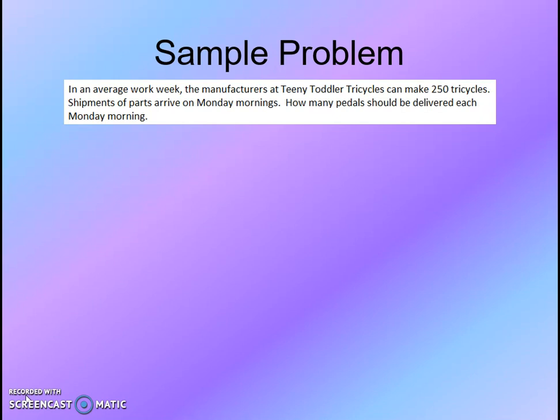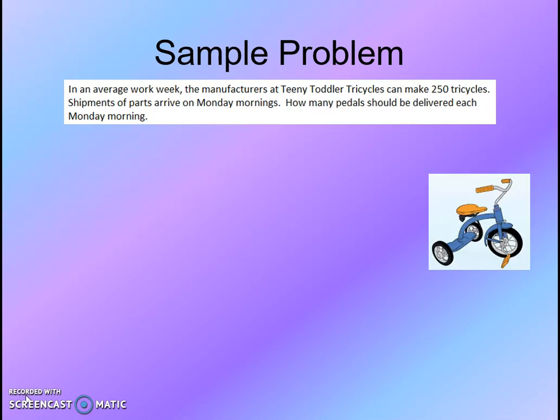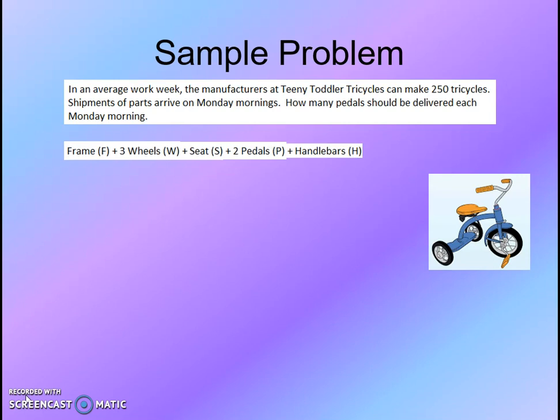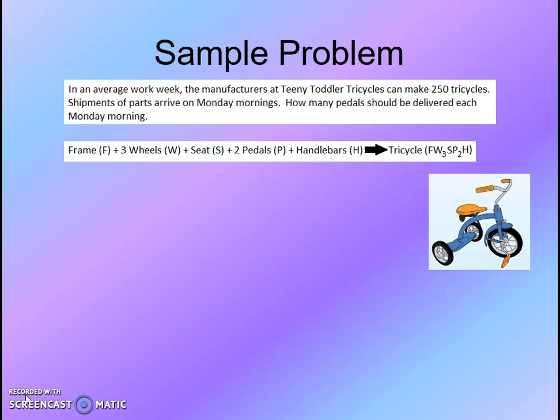So let's take a look at what a tricycle is and how it all relates and how we can put all this together. So here's a tricycle. I'm looking at this tricycle. I know it's made up of a frame. It's got 3 wheels, a seat, 2 pedals, and handlebars. And when I put all of those together, kind of like a synthesis reaction, I get back out one tricycle, this FW3SP2H. Again, that frame, 3 wheels, seat, 2 pedals, and handlebars all coming together, combining to make my one singular product.